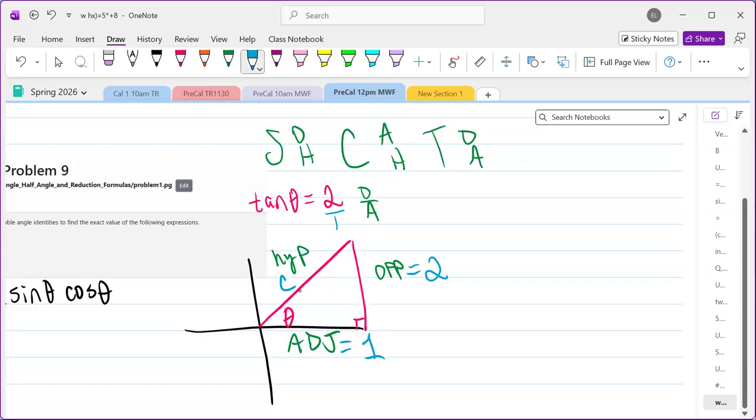Now I can solve for my hypotenuse, so that I can figure out what the sine of theta and the cosine of theta are, so I can use those in my formulas. So Pythagorean theorem, a squared plus b squared equals c squared.